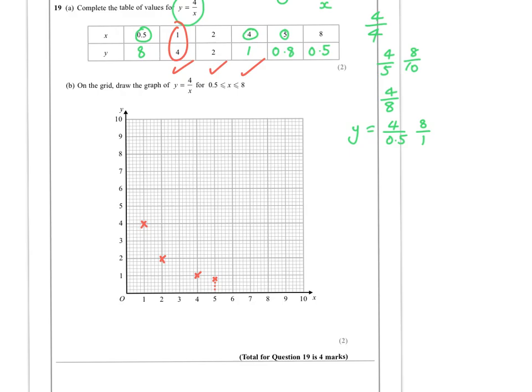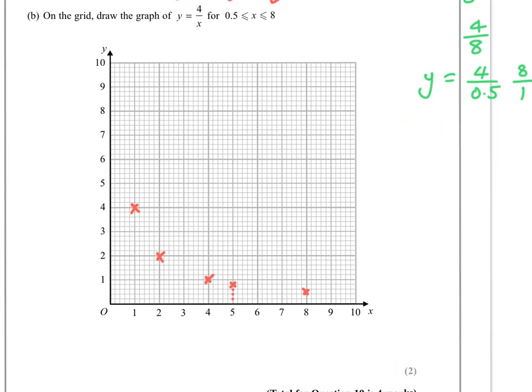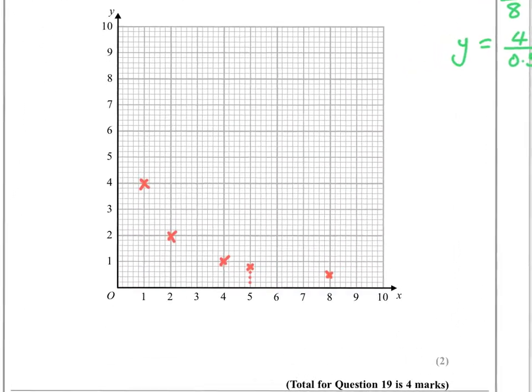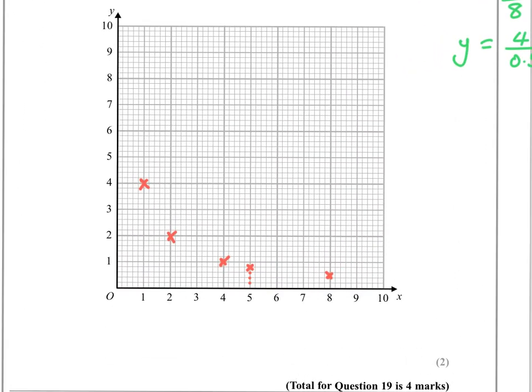And then 8, 0.5, well, that's going to be halfway. So you've got to be careful with this one. That's there. I'll enlarge that a little bit so you can see. And then we've got this last one to do, half along, 8 up. So half along, that's here, and 8 up, that's here.